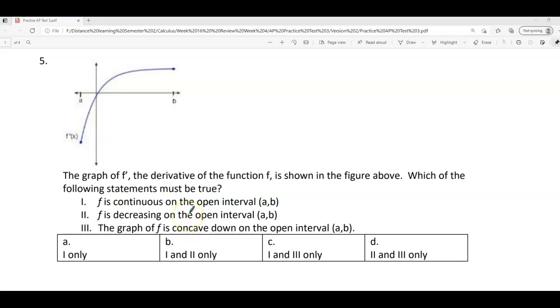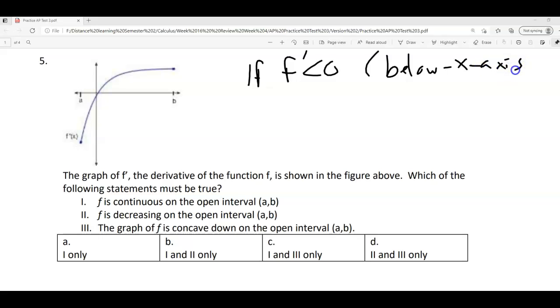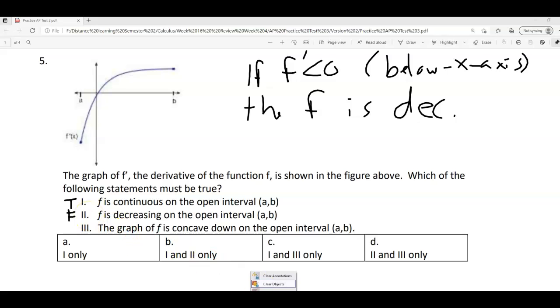Is it decreasing? Well, if f prime is less than 0, now that means in this case below the x-axis, then f is decreasing. Now, contrary-wise, if f prime is positive or above the x-axis, that means f is increasing. But since they're asking about decreasing here, is this graph always below the x-axis from A to B? No, it's not. So this is actually a false statement. So we have number 1 is true, but number 2 is false. Let's go ahead and take a look at number 3.